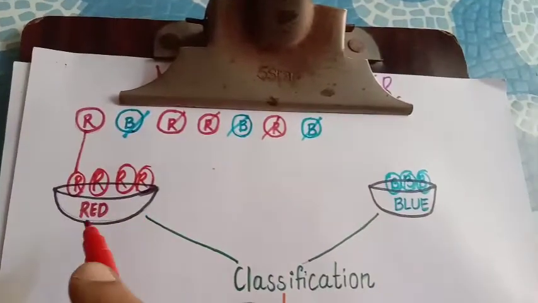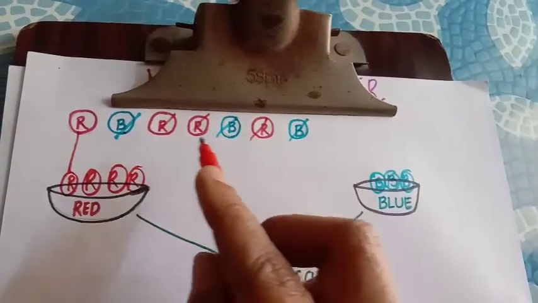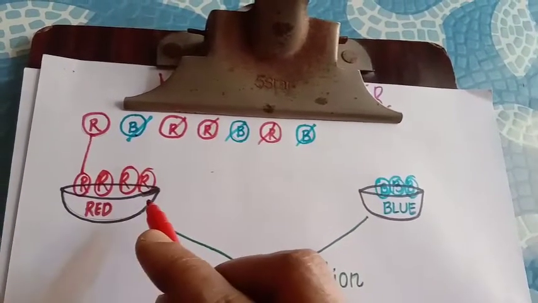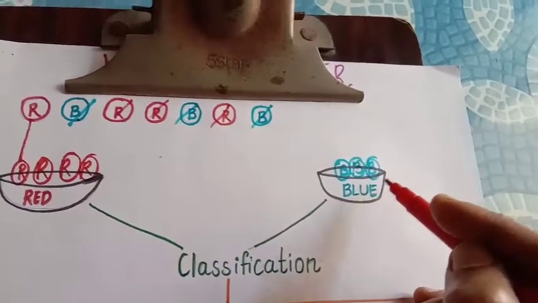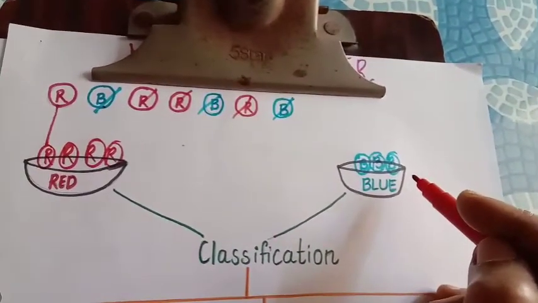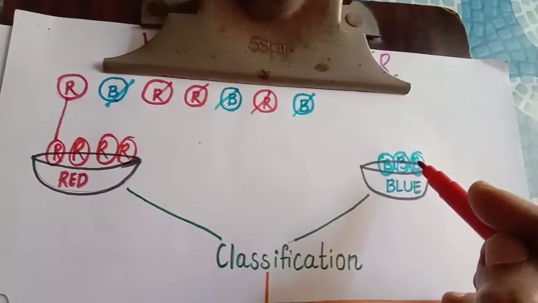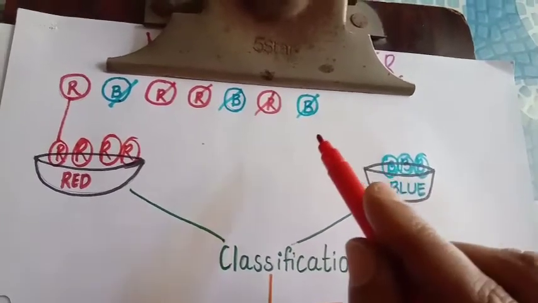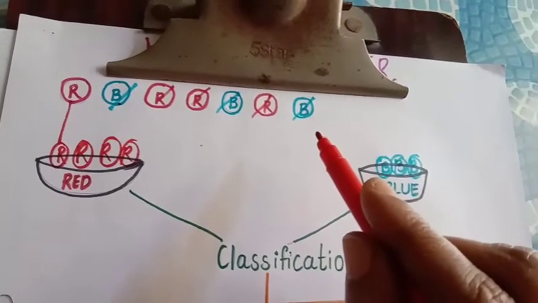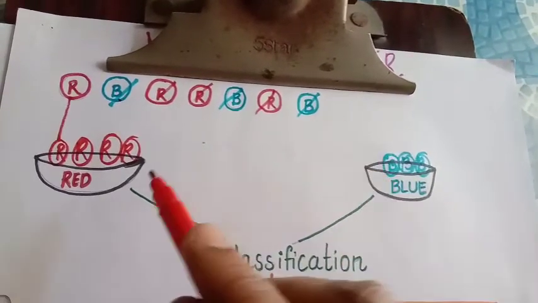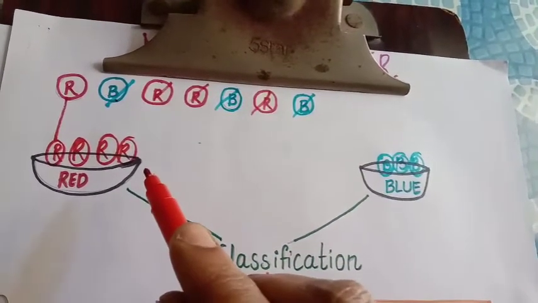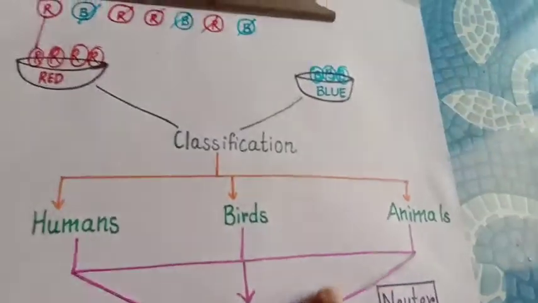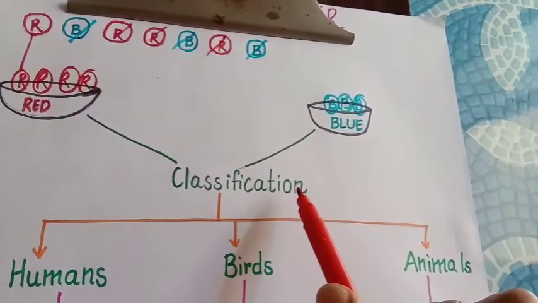so we have sorted out the red colored and the blue colored beads, with 4 red colored beads in this bowl and 3 blue colored beads in this bowl. So what have we done here? We have sorted these beads. In short, we have classified these beads on the basis of color. We have done the classification.